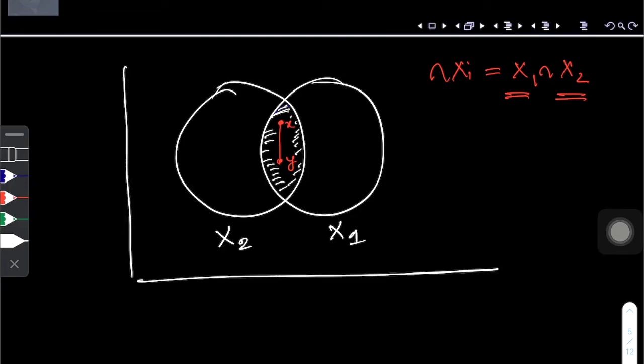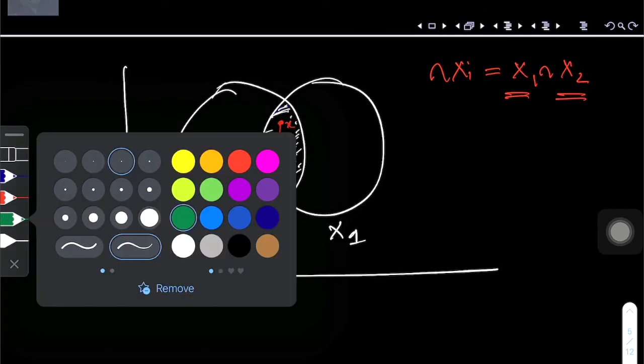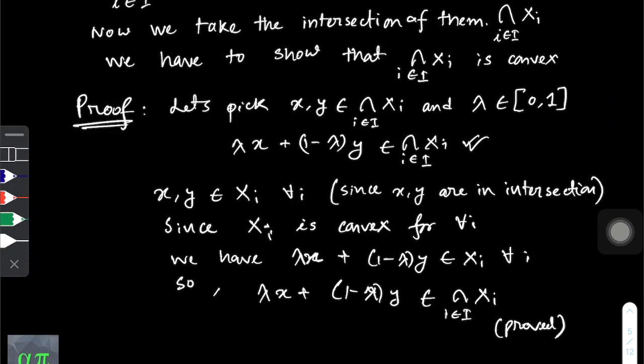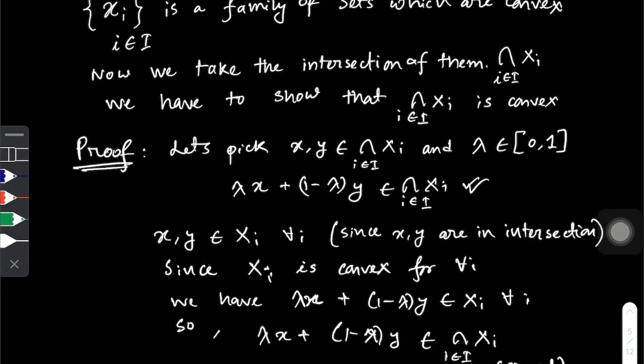Visually, if we pick any points on this set and draw two lines, then all the points sitting on this line will be a part of this set. So that's how we prove the first theorem: arbitrary intersection of a family of convex sets is also convex.